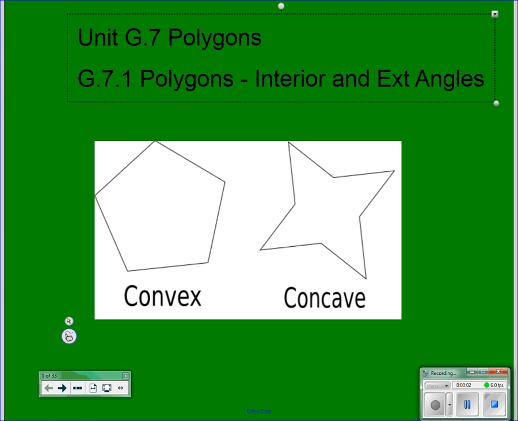Hey everybody, this is Mr. Munson. We are going to be taking a quick look at polygons. I'm going to call this unit G.7, polygons of course, and there's only one concept that we're going to be dealing with in here, so it's going to be a very fast unit as you can see, and we're going to do G.7.1 polygons, and we're just going to quickly explore what's the reality about the interior angles and the exterior angles. Let's get started.